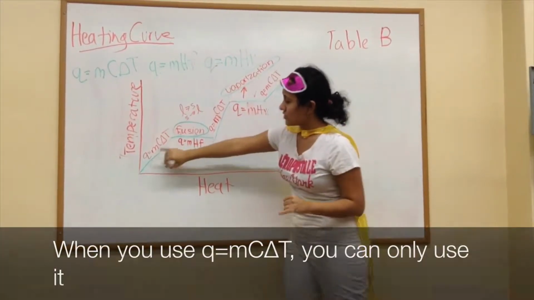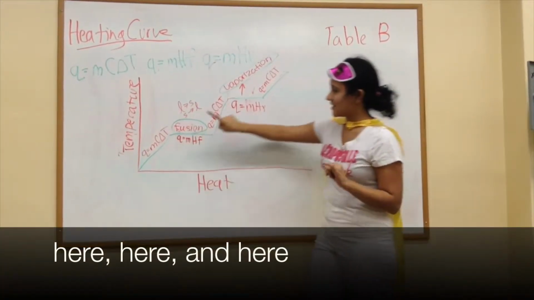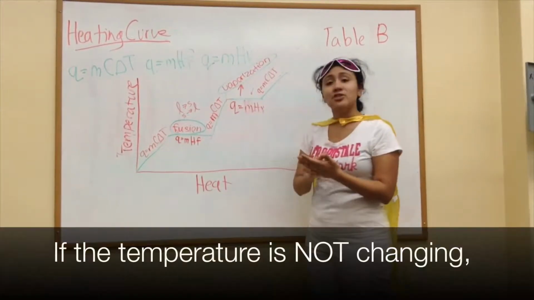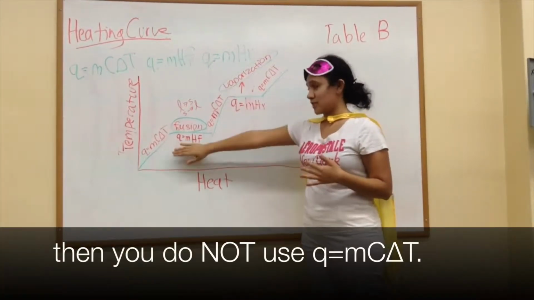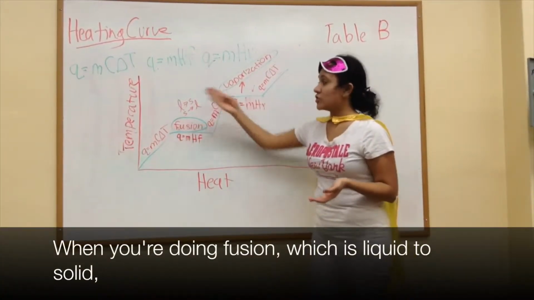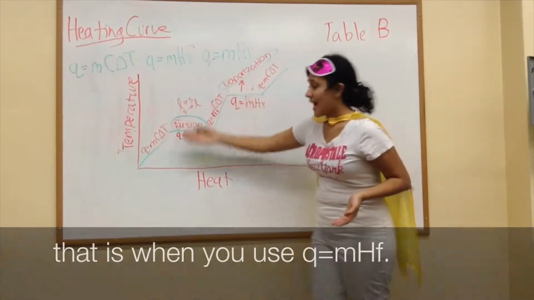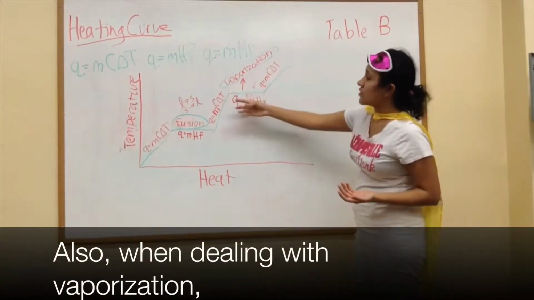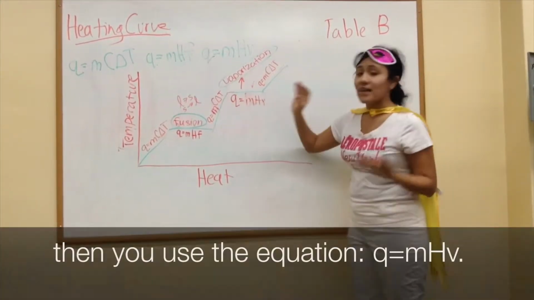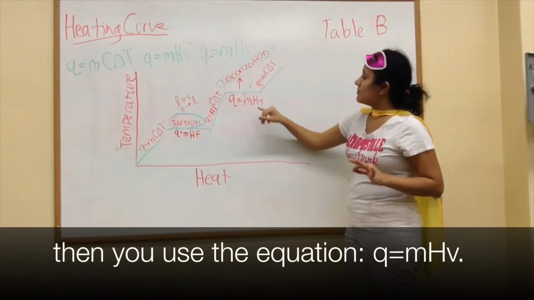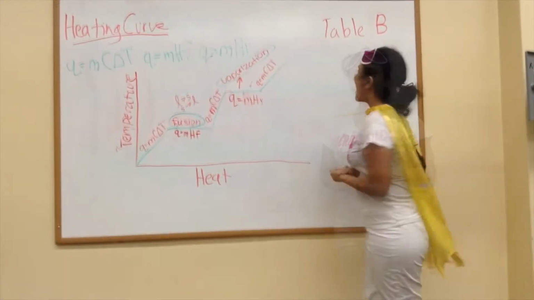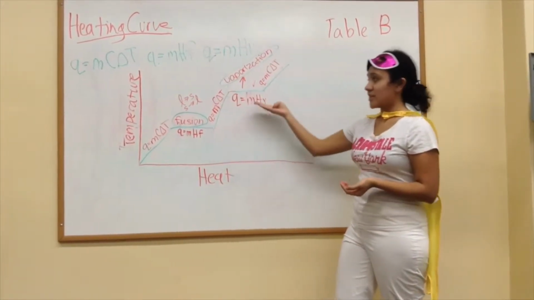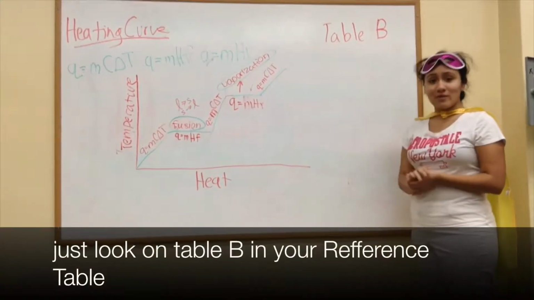When you use Q equals mcΔT, it's only here, here, and here, meaning only when the temperature changes. If the temperature is not changing, then you do not use Q equals mcΔT. When you're doing fusion, which is liquid to solid or solid to liquid, you use Q equals m heat of fusion. When you're doing vaporization, you use Q equals m heat of vaporization. If you want to find the values of Hv and Hf, just look on Table B in your reference table and you'll find it.